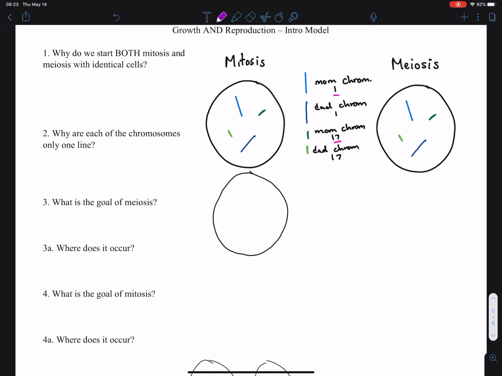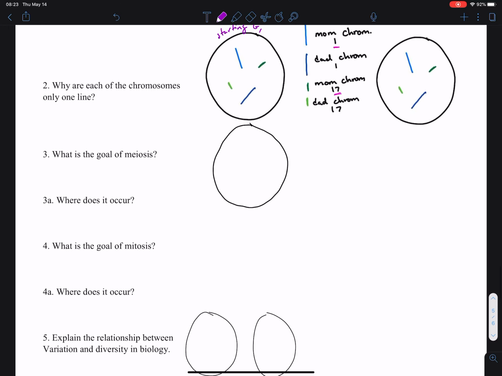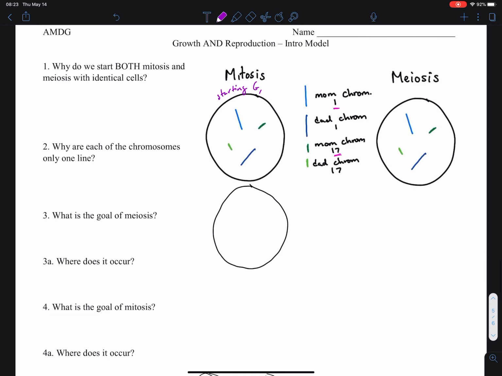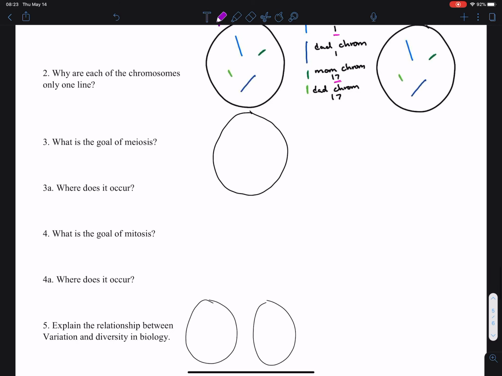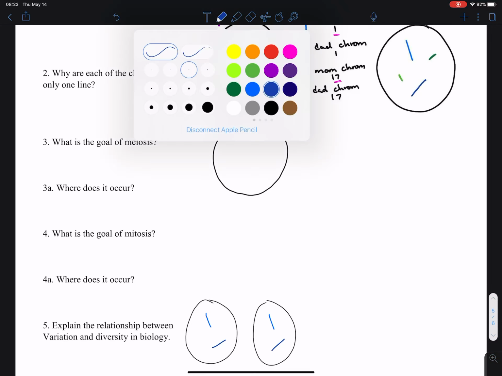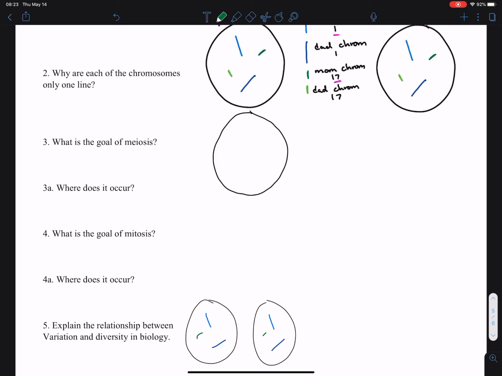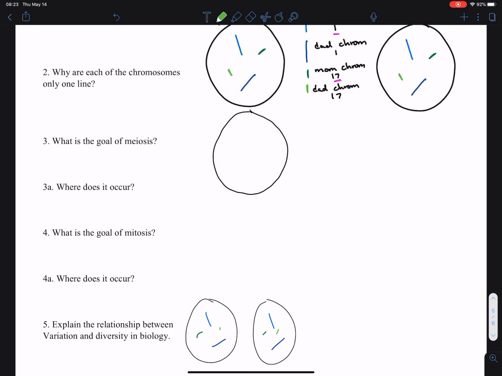I'm going to start your model off with mitosis. This is a starting cell, and it has not been duplicated, so this is like still in G1. In mitosis, we want identical cells. So at the end, what do I want to end with? I want two cells that look exactly the same as my starting cell.